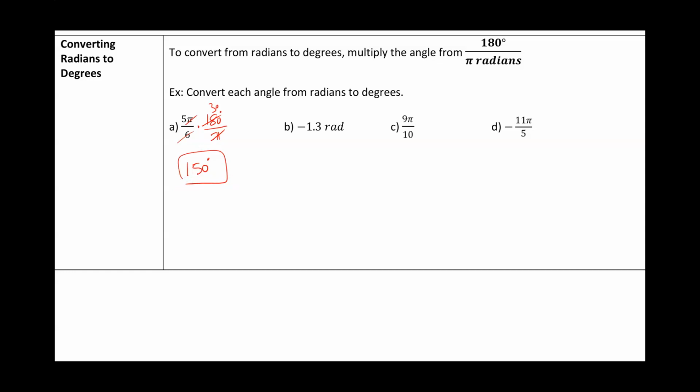Next one, we have negative 1.3 radians. We're going to multiply this by 180 degrees over pi radians. Now you can put this straight into your calculator. Put negative 1.3 times 180 divided by pi. And then if you do this, this will give you 74.485 degrees.